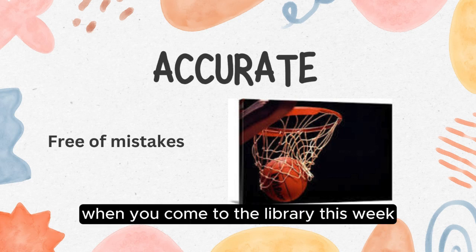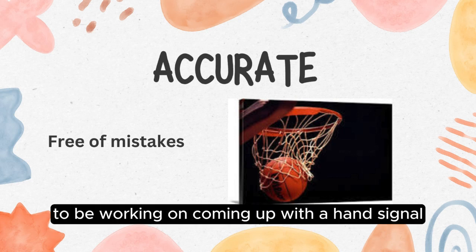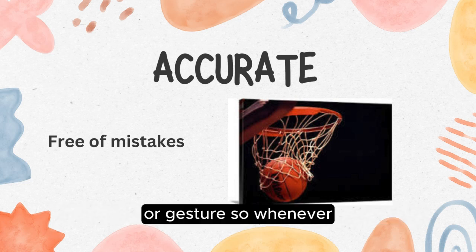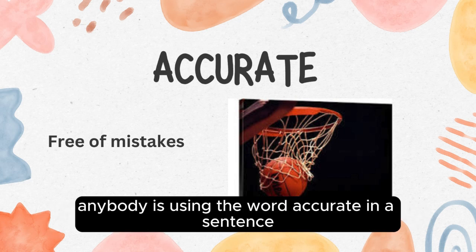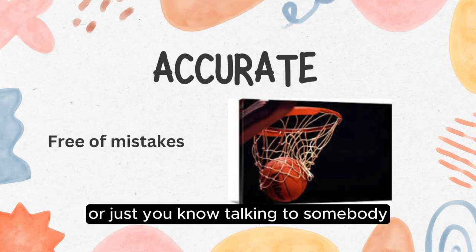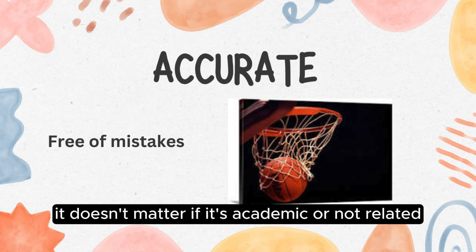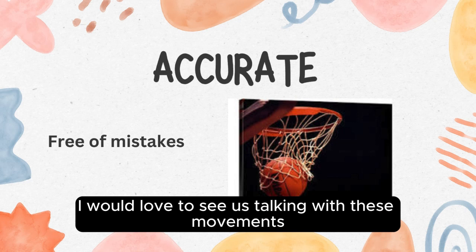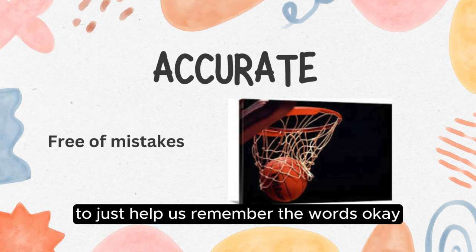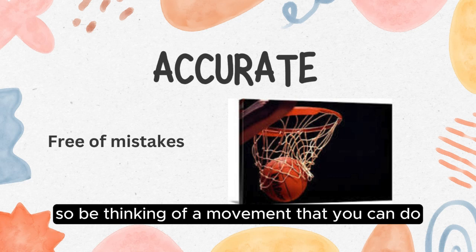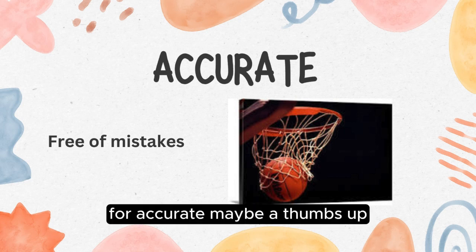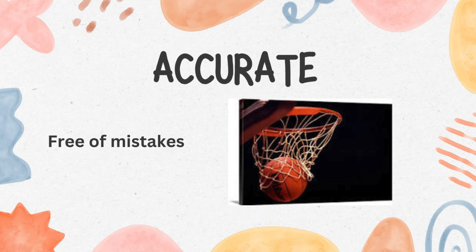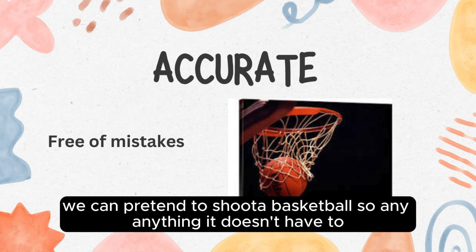When you come to the library this week, we're going to be working on coming up with a hand signal or gesture. So whenever anybody is using the word accurate in a sentence or just talking to somebody, it doesn't matter if it's academic or not related, you just do the movement. I would love to see us talking with these movements to just help us remember the words. Okay, so be thinking of a movement that you can do for accurate. Maybe a thumbs up. Maybe we can pretend to shoot a basketball.